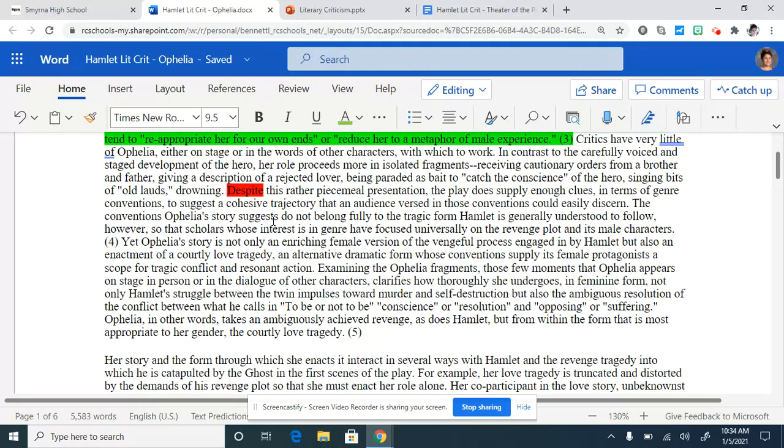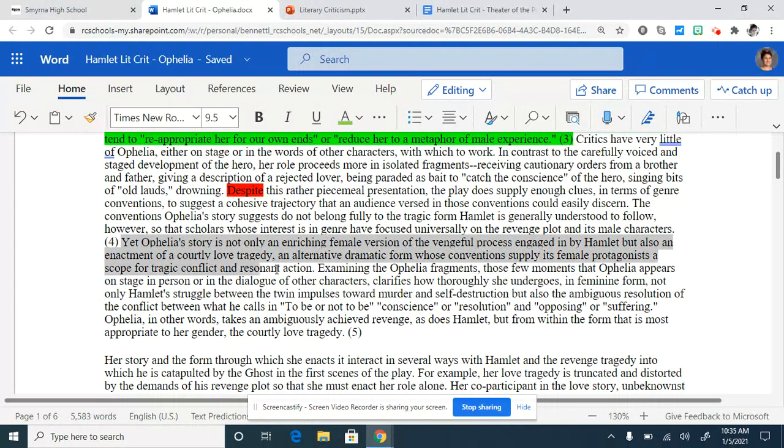"The conventions Ophelia's story suggests do not belong fully to the tragic form Hamlet is generally understood to follow, however, so that scholars whose interest is in genre have focused universally on the revenge plot and its male characters. Yet Ophelia's story is not only an enriching female version of the vengeful process engaged in by Hamlet, but also an enactment of a courtly love tragedy, an alternative dramatic form whose conventions supply its female protagonists a scope for tragic conflict and resonant action."